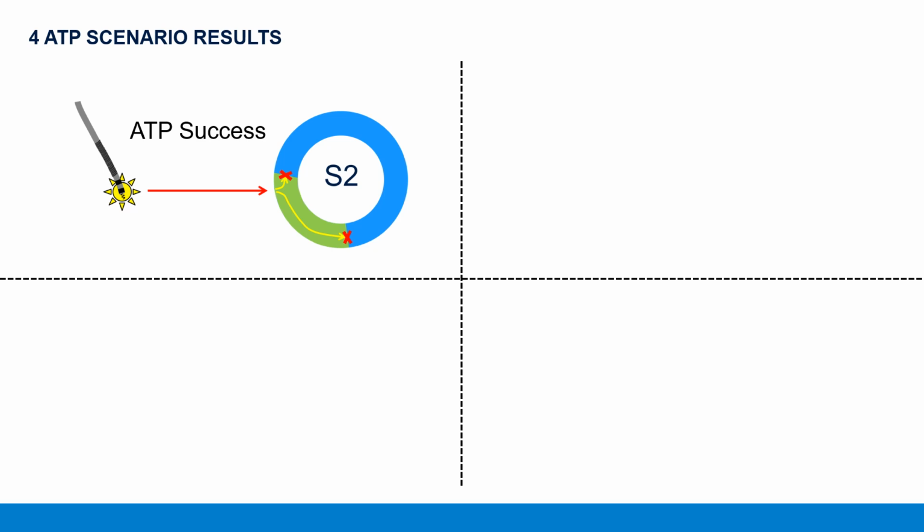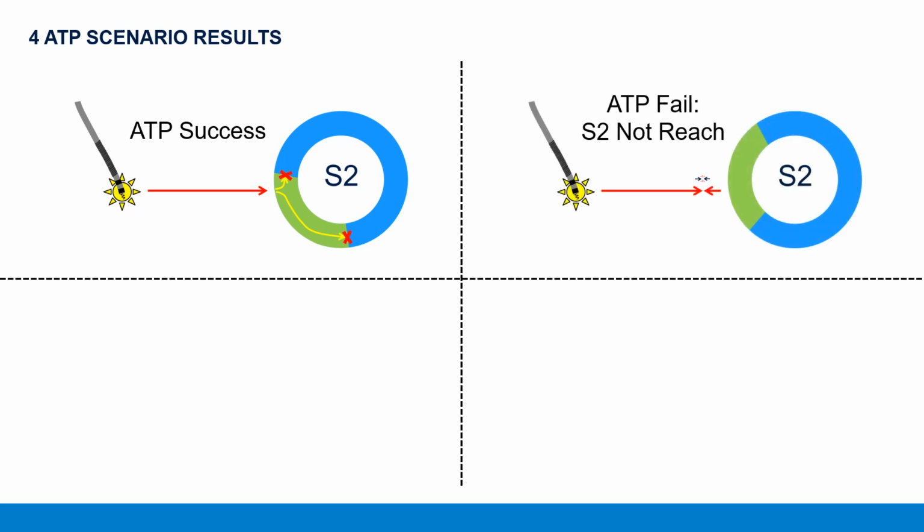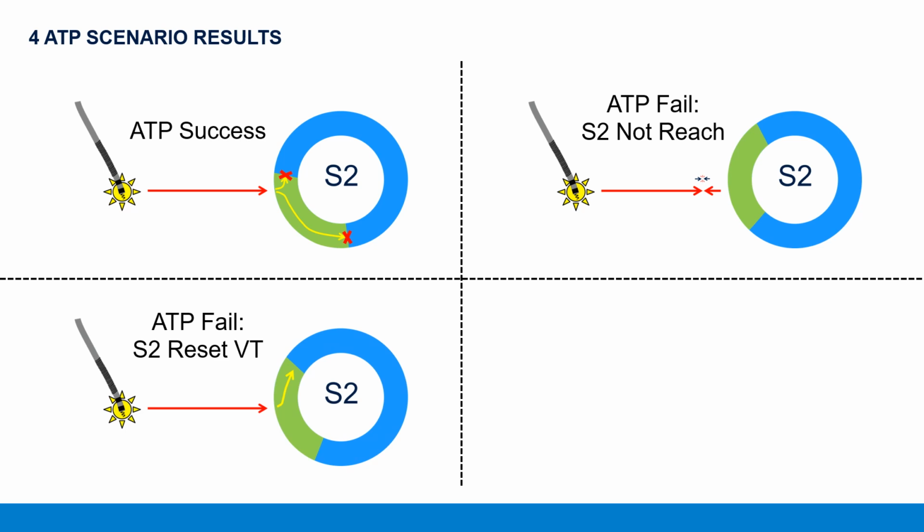So let's review 4 anti-tachy pacing scenarios where we deliver S1 and S2 beats. The first, of course, is success, where we deliver enough S1s to get to the circuit and start to entrain, and the S2 beat is able to hit the excitable gap and terminate the VT. The second scenario that we just reviewed was where the S2 beat didn't even reach the circuit and failed to reset. The third scenario, the S2 beat got to the circuit, got in the excitable gap, but wasn't early enough to terminate, but instead also reset the VT like the last S1 did.